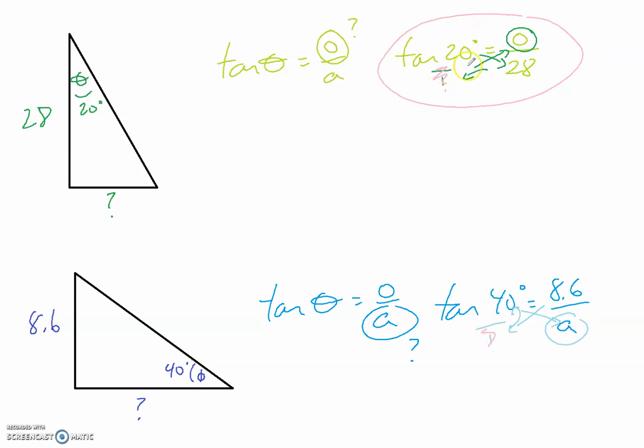But tan theta times 28. So we found tan theta and we multiplied by 28. And then over here, we took the 8.6, we times by the 1, which again doesn't do anything. But for this one, we took the 8.6 at the bottom, we times by 1, and then we divided by tan 40. So in the top one, we multiplied these two values, and in the bottom one, we ended up dividing those two main values.